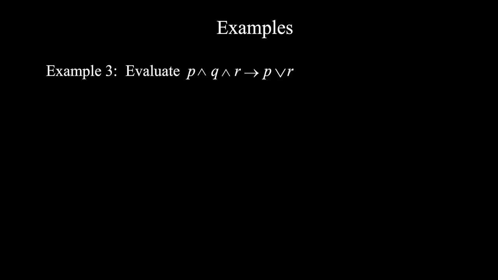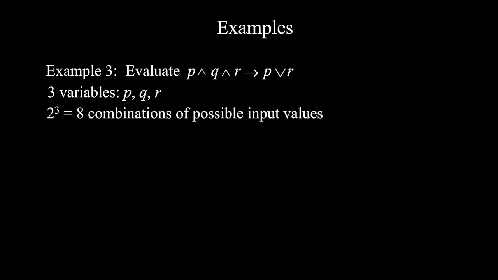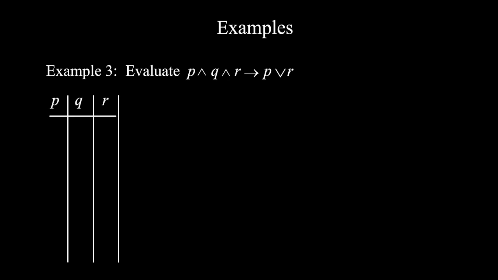Example 3. Evaluate P and Q and R implies P or R. So, there are 3 variables, namely P, Q, and R. Systematically, we set the possible combinations of values like this. The total combination is 2 to the power 3, that is 8. There are 2 possible values for each variable, namely 0 and 1. There are 3 variables. Put P, Q, and R in the first, second, and third columns respectively.